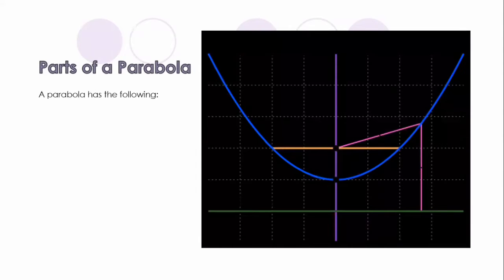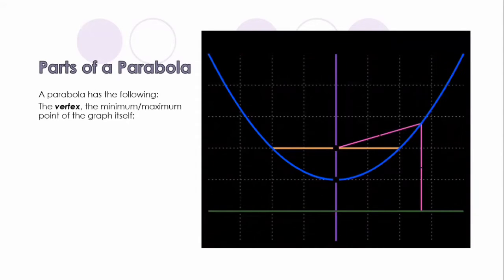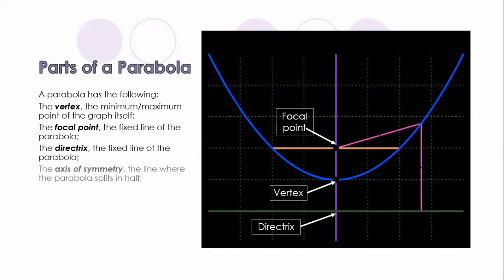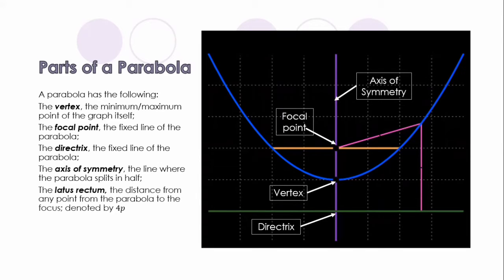So a parabola has the following. The vertex. It is the minimum/maximum point of the graph itself. The focal point. It is the fixed point of the parabola. The directrix. It is the fixed line of the parabola. The axis of symmetry. It is the line where the parabola splits in half. The latus rectum. This is the distance from any point from the parabola to the focus and is denoted by 4p.